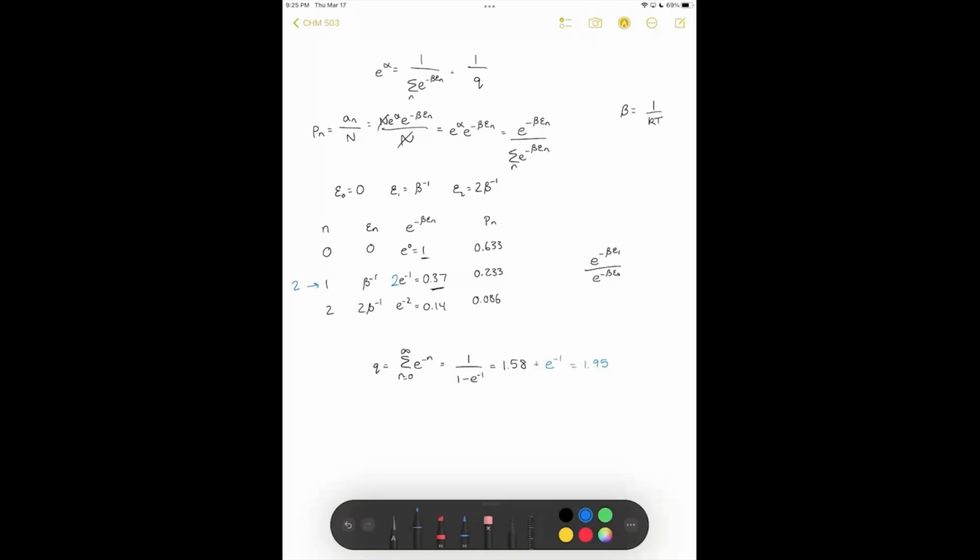So with this, we can go get different percentages. We'd find out that the new probability, if we had this extra energy level, would be 0.513 for the ground state, 0.377 for the first excited state, and 0.069 for the second excited state.